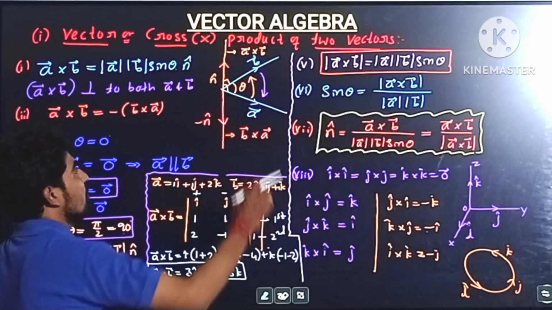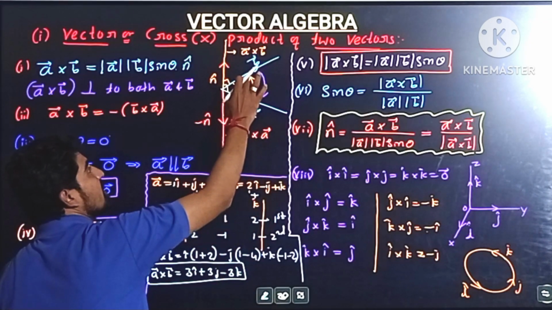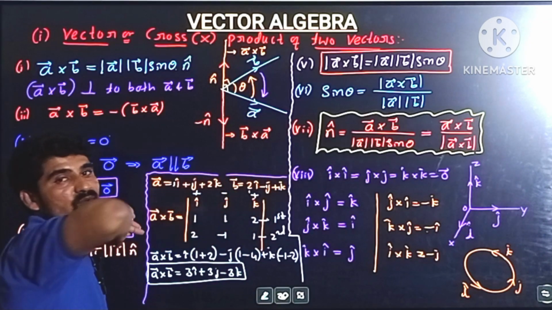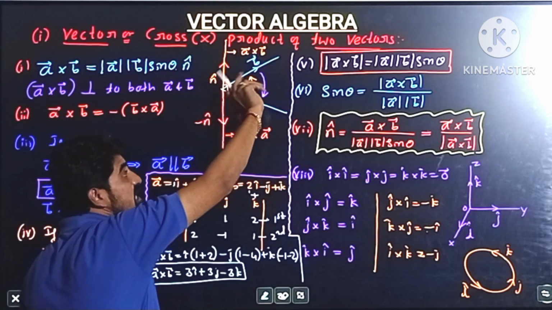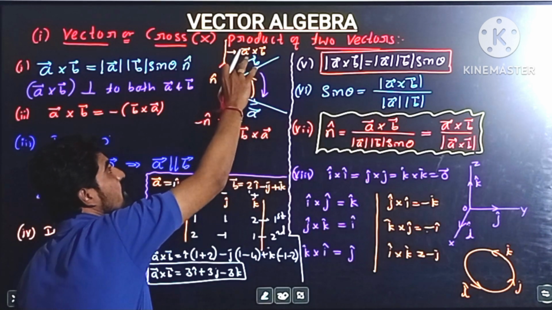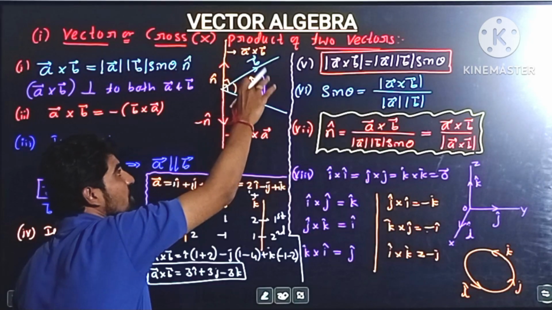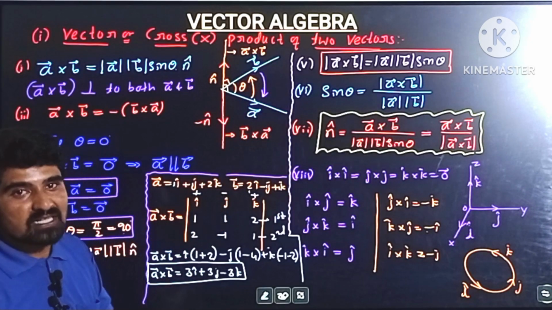And one more thing, when we are calculating a vector cross b vector, n cap is a unit vector perpendicular to a and b vectors. If we change the direction, instead of finding a vector cross b vector, if you are finding b vector cross a vector, then the direction of the vector changes.